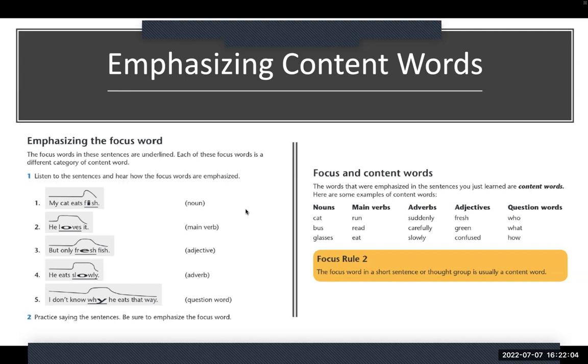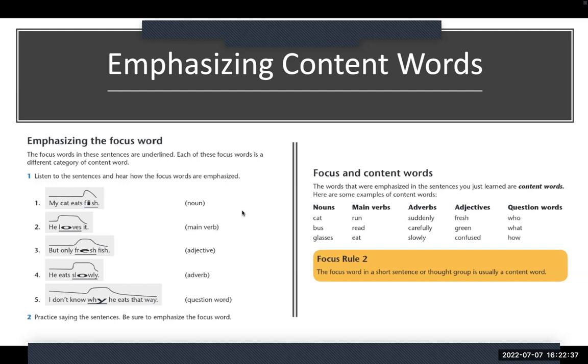But only fresh fish, right? But only fresh fish. So the most important piece of information is that the fish is fresh. That's why you see the shift that goes to the adjective and then to the fish, right? This shift. He eats slowly. He eats slowly, because that's the most important thing that the sentence is trying to tell us, how slowly he eats, or the speed at which he eats.